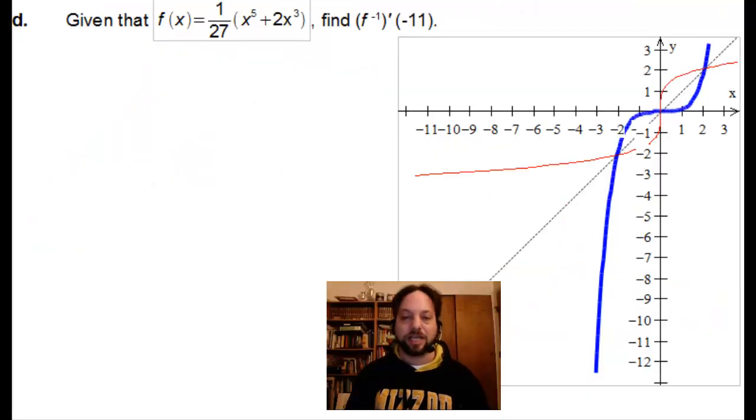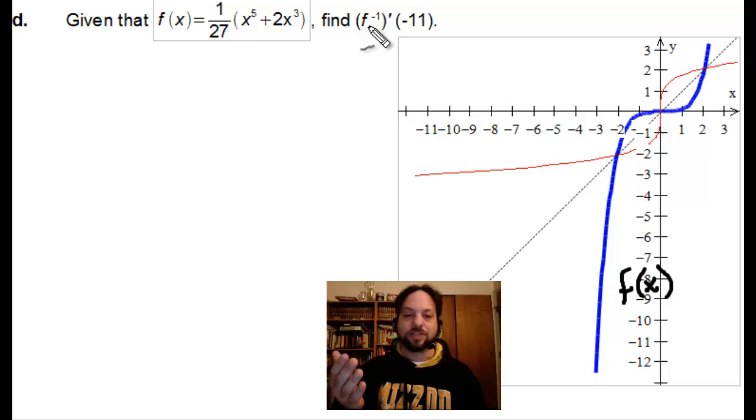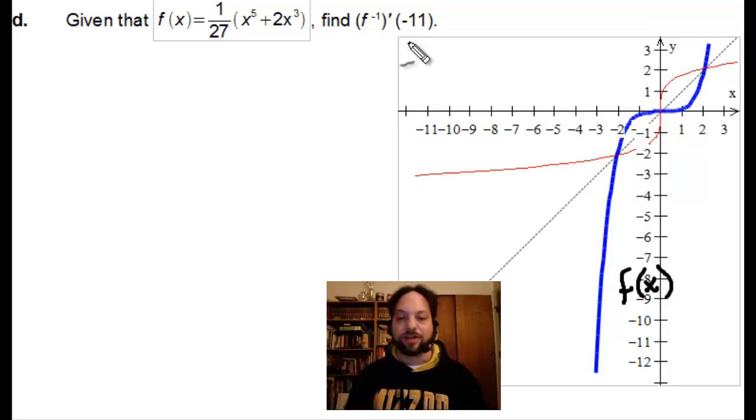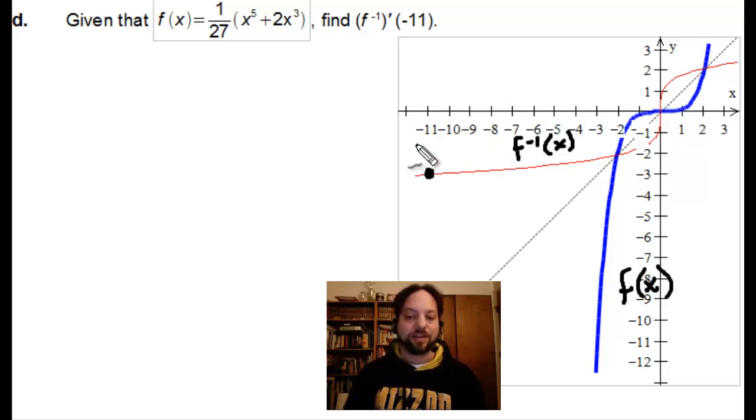In example D, I'm given an original function, which I've graphed here in blue for you. I'll call this f of x. And what we need to do is find the derivative of the inverse of this function at the x value negative 11. So I've gone ahead and graphed the inverse function here in red. And the point that the question is referring to is the point where the inverse function is at negative 11. So you can see that's the point right here. And so what we want to do is find the derivative, or the slope of this tangent line.